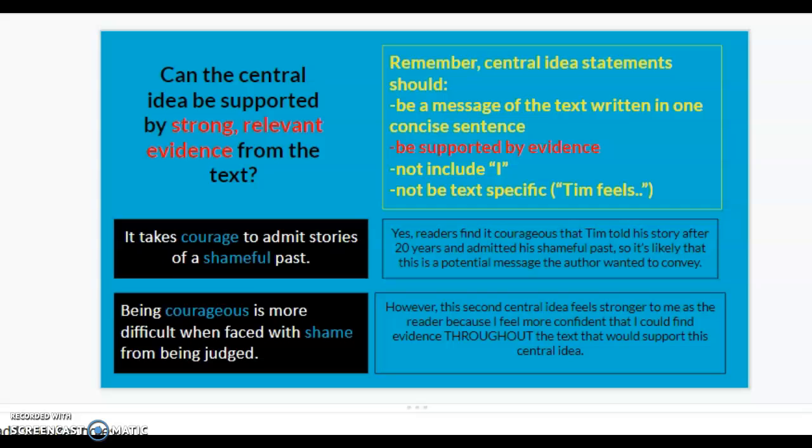and the other two things we covered too. So it should not include I, not be text specific. So it takes courage to admit stories of a shameful past. Yes, readers find it courageous that Tim was able to finally tell a story after 20 years and admit his shameful past. So it's likely that this was a potential message the author wanted to convey. However, that first statement, I feel like I would mostly be finding evidence just from that first page or first paragraph where Tim talks about finding the courage after 20 years to admit this story that he hasn't told anyone, not even his wife, not even his parents.